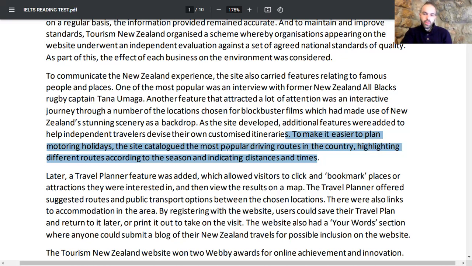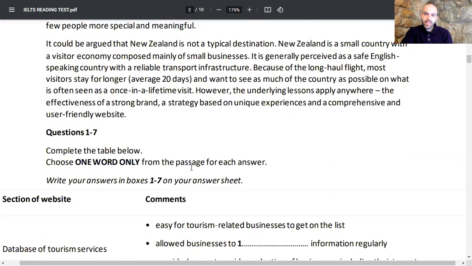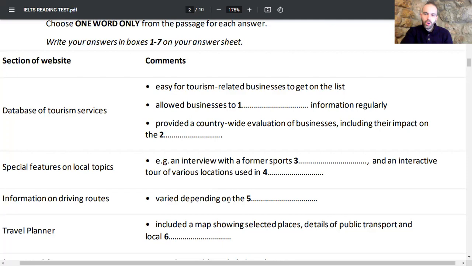The site catalog the most popular driving routes in the country, highlighting different routes according to the season. According to is a synonym of depending on, which was written in the sentence. So depending on the what? Season, and indicating distances and times. So the answer is season. The keywords depending on were written as according to, and that's why I spot season as the answer for number 5. So, varied depending on the season.